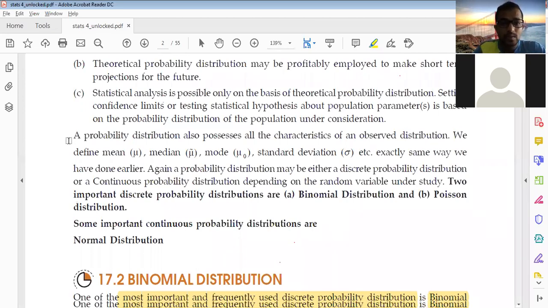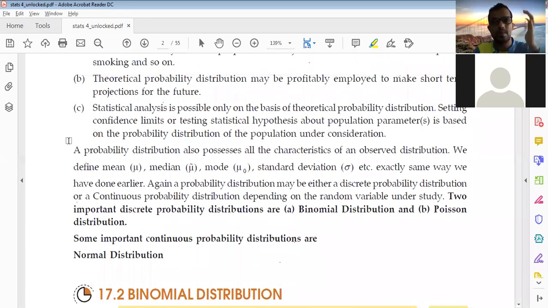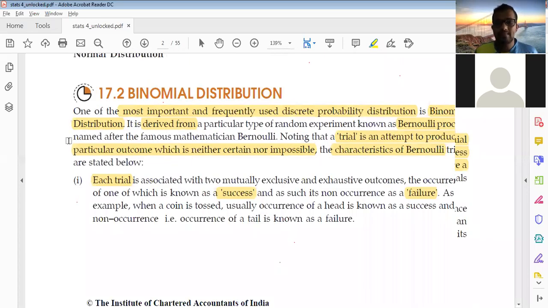And then we saw where theoretical distributions are used to make projections for the future. This was all the day before. Then we said that binomial distribution is one of the most important, frequently used discrete probability distributions. In discrete, we have two, binomial as well as Poisson, to study here. Normal comes under continuous. Then we said that this was discovered by James Bernoulli, and before it the distribution was Bernoulli distribution, whereas this is called binomial distribution.